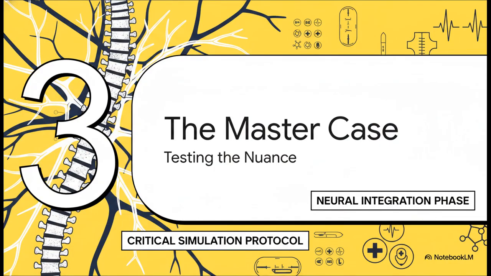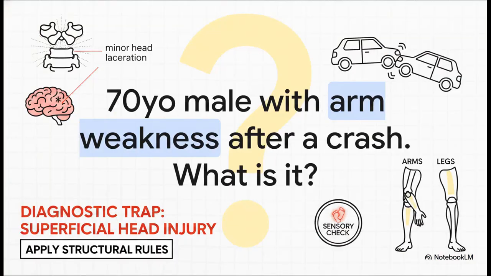Okay, let us lock this matrix in with a high-stakes clinical simulation, the master case. All right, here's your patient profile blueprint. We've got a 70-year-old male presenting after a motor vehicle rear-end collision. He's complaining of severe bilateral arm weakness, but interestingly, he is able to move his legs normally and can perfectly sense the position of his toes.